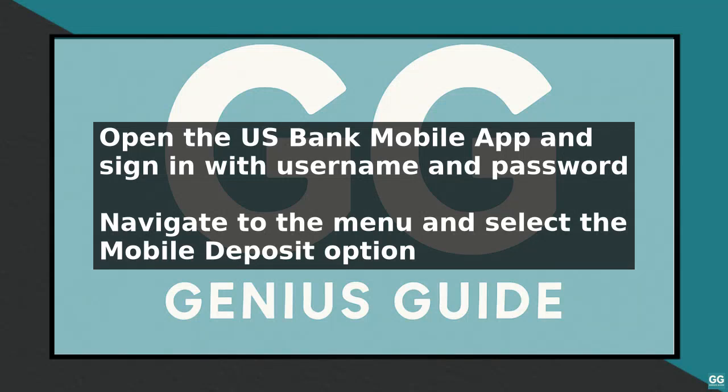To deposit a check with the U.S. Bank mobile app, start by opening the app on your mobile device and signing in with your username and password. Once you are logged in, navigate to the menu and select the mobile deposit option.